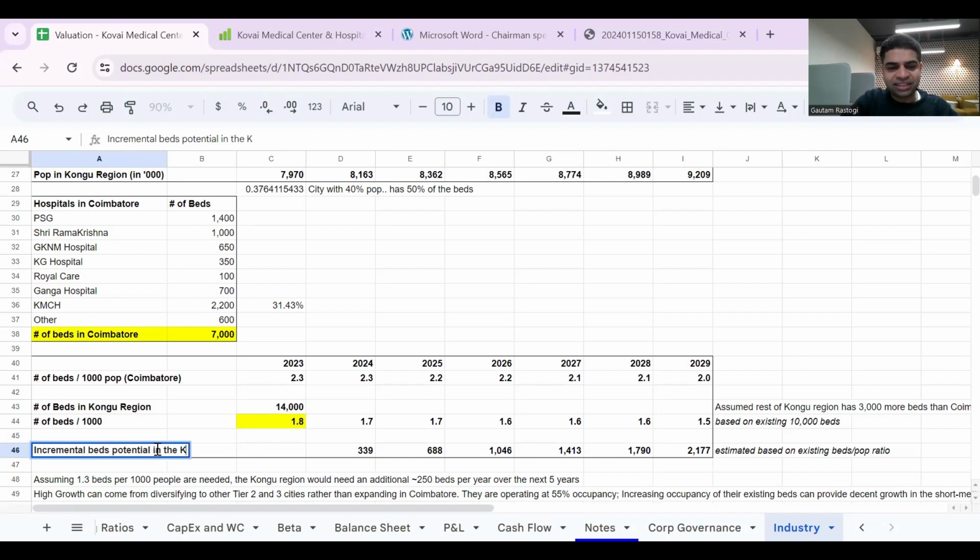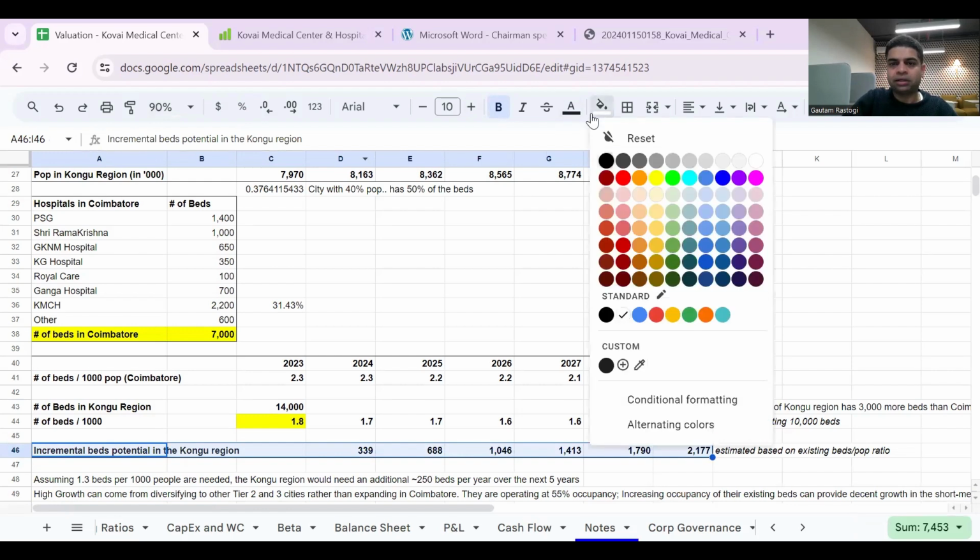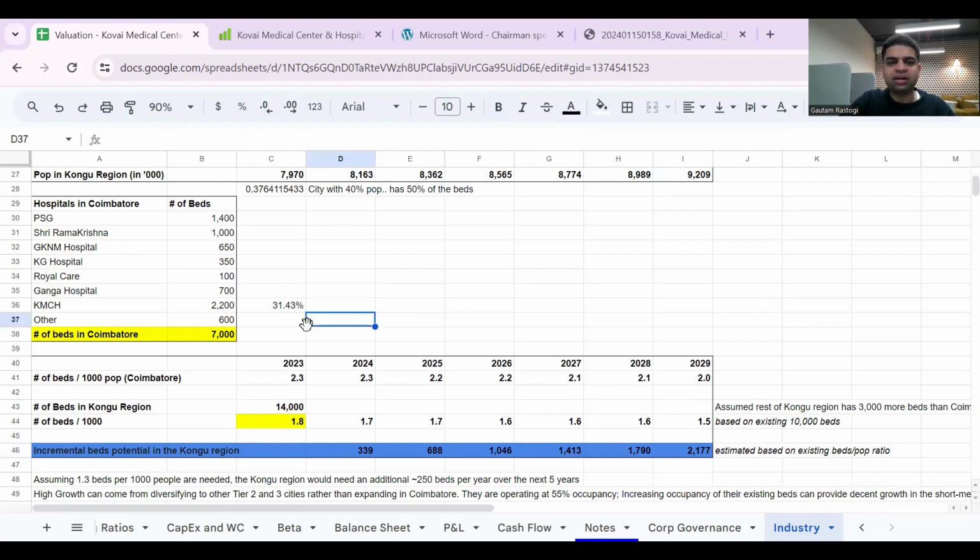So this entire exercise that we did with these assumptions, what we arrived at is the incremental bed potential in the Congo region could be this. Let me highlight it with blue. Now, what portion of beds does Kuwait have right now in the Congo region? It is 15.71. So around 15-16%. So Kuwait makes up around 16% of the bed capacity in the Congo region.